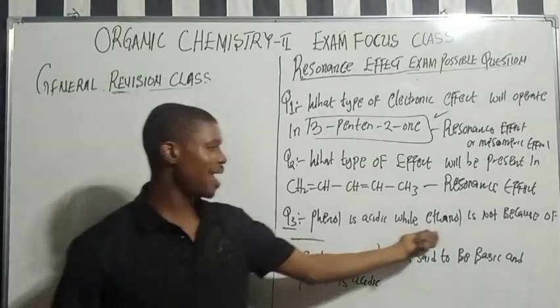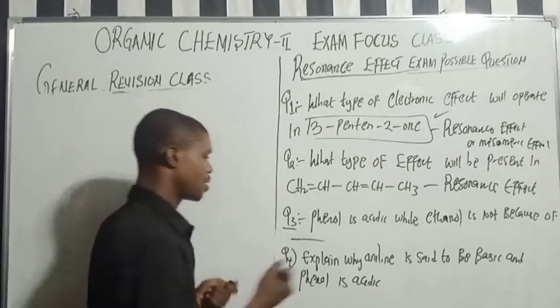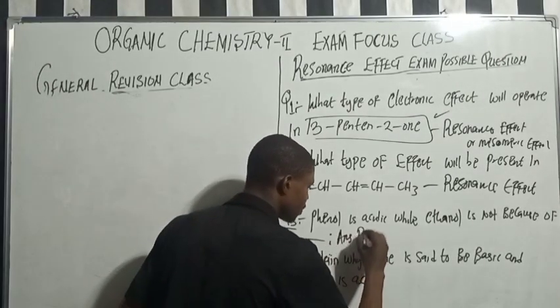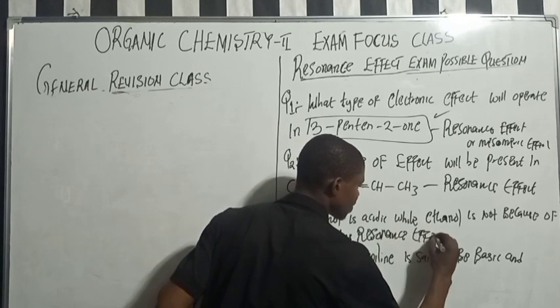Phenol is acidic while ethanol is not because of what? The answer is due to resonance effects. Answer: resonance effect.